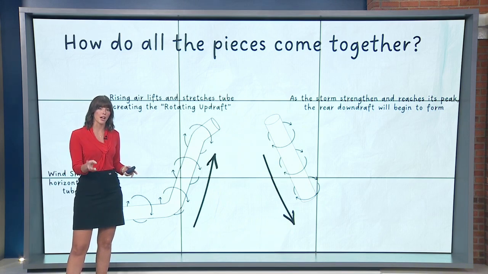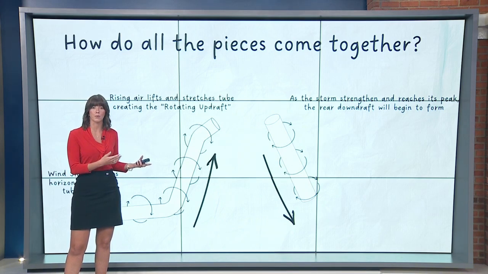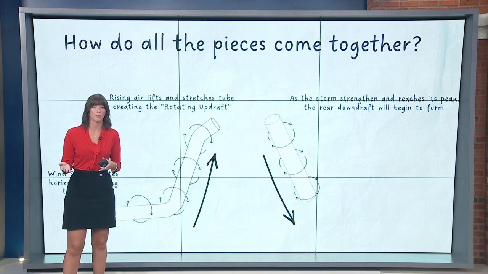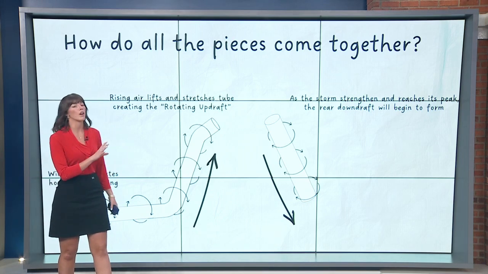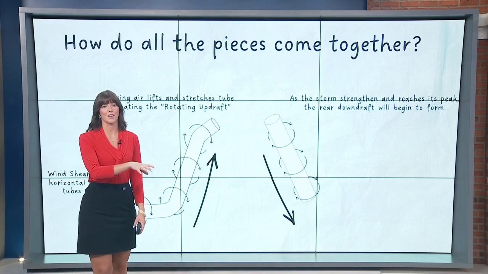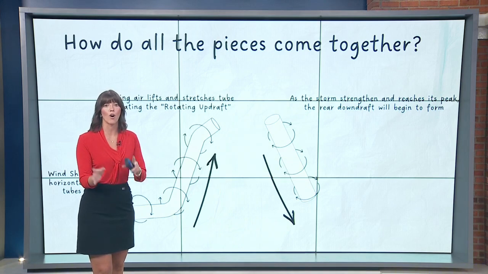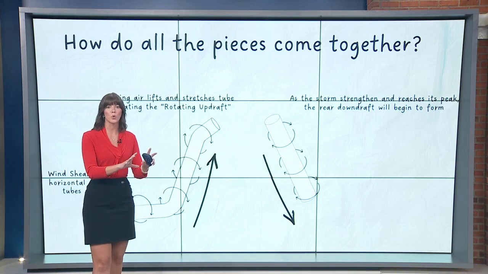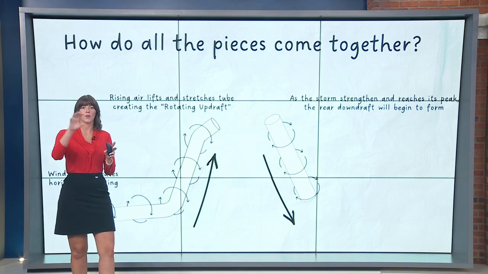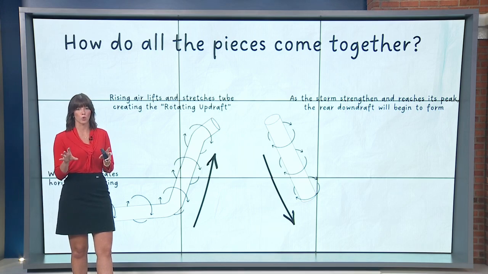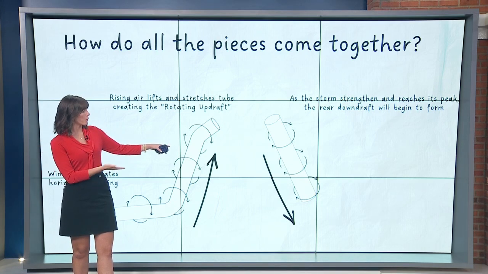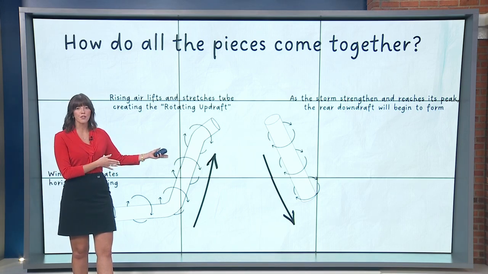You have two downdrafts that are critical for a supercell, or for a tornadic supercell, to be specific. You have your forward flank downdraft, and that brings all of your hail, all of your rain, that rain-cooled area to the northeast of a storm. And then you have what we're looking at right now, your rear flank downdraft.